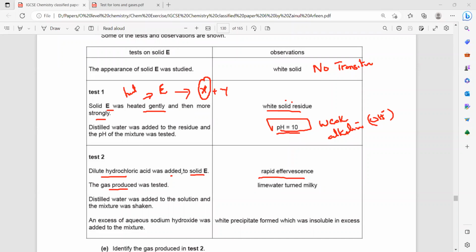In test 2, hydrochloric acid was added to solid E. So we have a rapid effervescence, rapid formation of bubbles, and the lime water turned milky. So this is evidence that solid E contains a carbonate ion. How? Because a carbonate ion with acid gives carbon dioxide, and carbon dioxide has a tendency to turn lime water milky. The distilled water was added to a solution and aqueous sodium hydroxide is added.